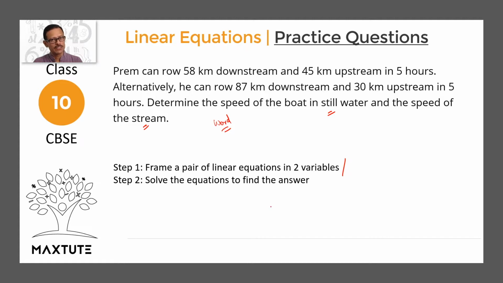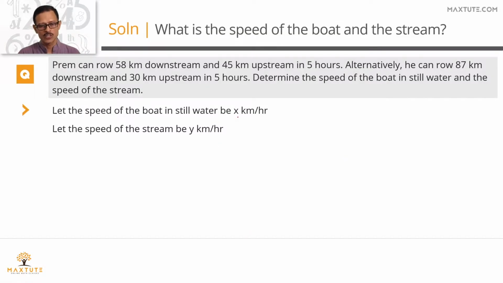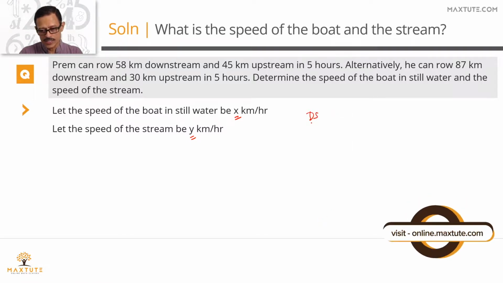Let's assign two variables for these two quantities that we need to find out. Let the speed of the boat in still water be x kilometers per hour and the speed of the stream be y kilometers per hour. We're talking about Prem rowing downstream and upstream. Let's look at what is this downstream scenario.